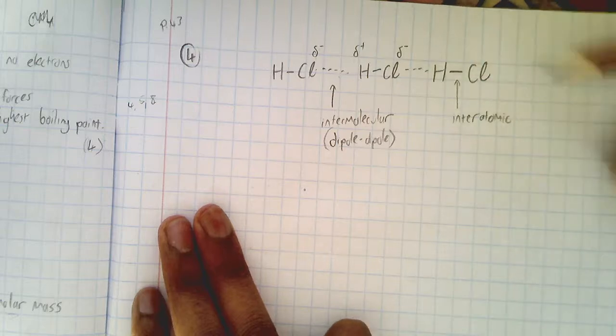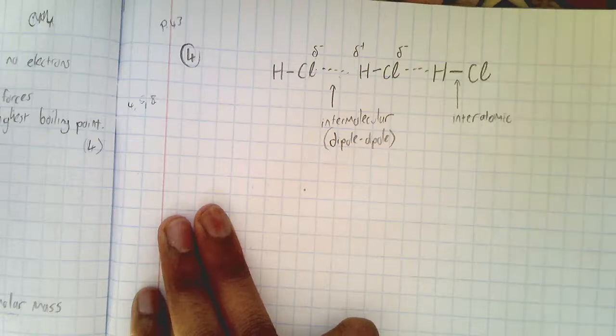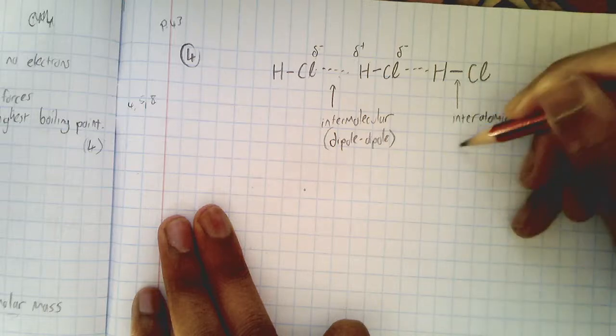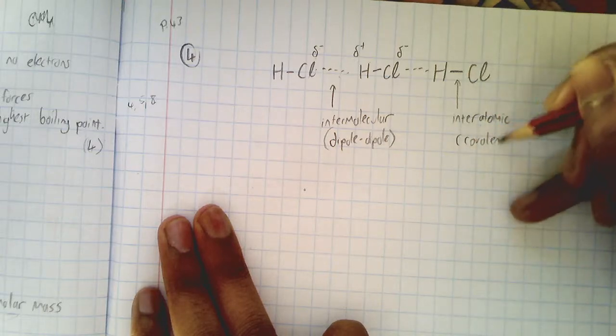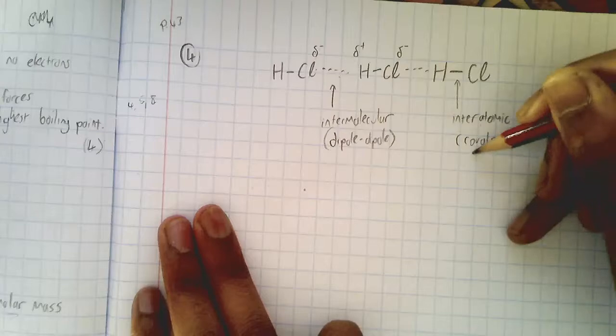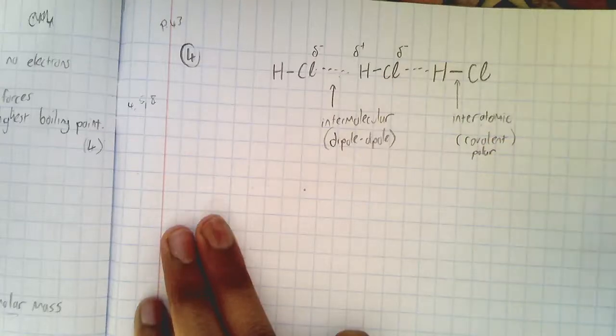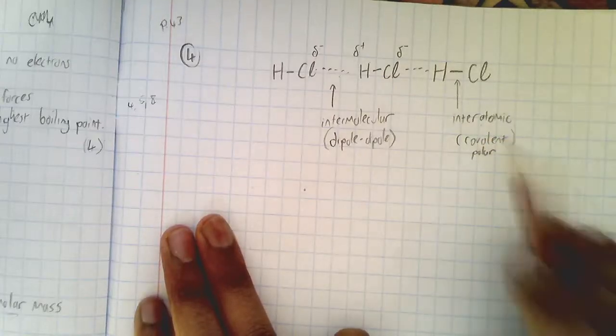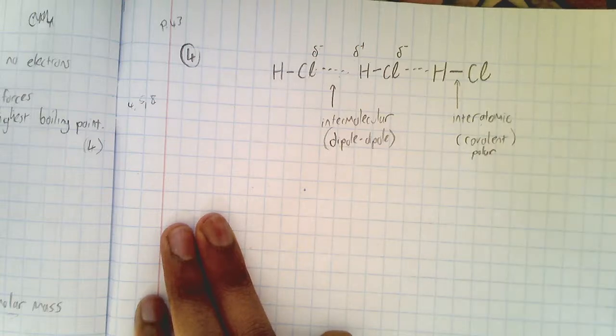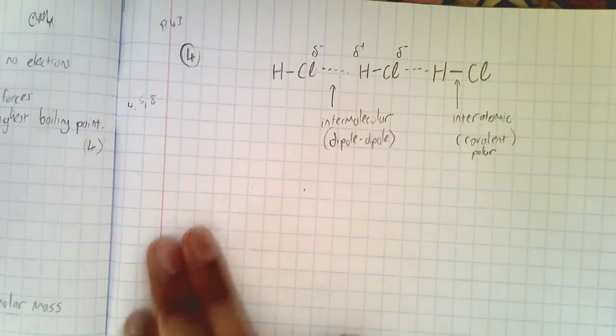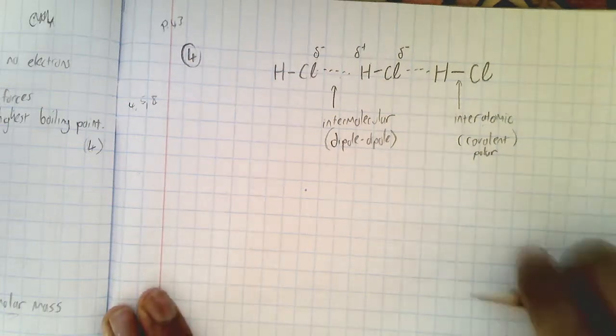Then the interatomic force is between the atoms. Tegan, can you tell me what type of interatomic force this is? Covalent. Yes, correct. This is covalent. Not compulsory, but you could specifically say it's a polar covalent bond. But that is the key difference between the interatomic forces, ionic, covalent, or metallic, and the intermolecular forces, dipole-dipole, induced dipole, or hydrogen bonding, which is again a key thing that needs to be represented on your model.